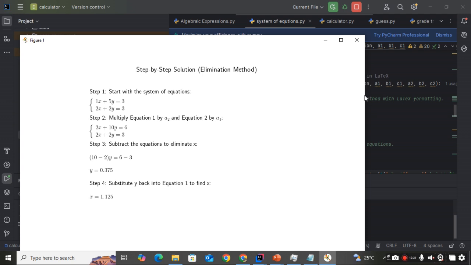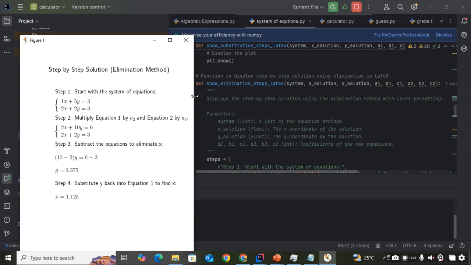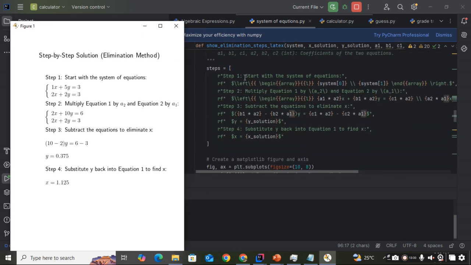Okay, so elimination steps is loaded. So let's try to analyze it from the Python code. We start here. The steps start with the system of equations, and might as well display system 0 and system 1. These are two linear equations, so they form the system of equations. It's essentially system 0 and system 1.